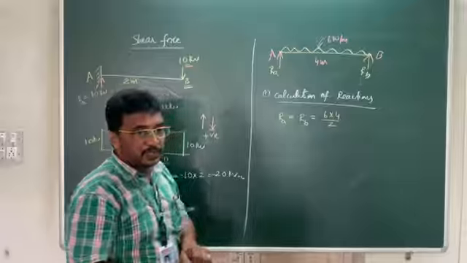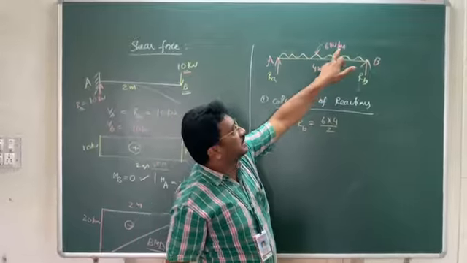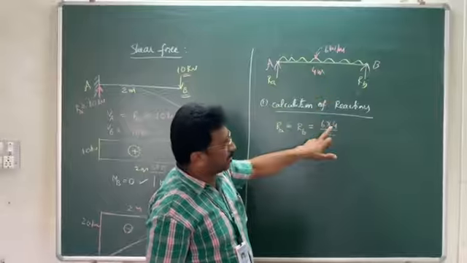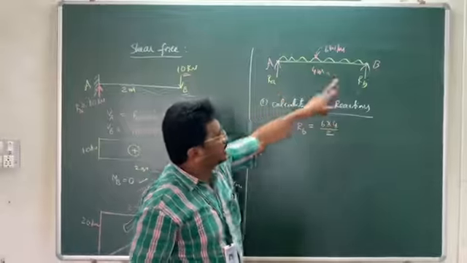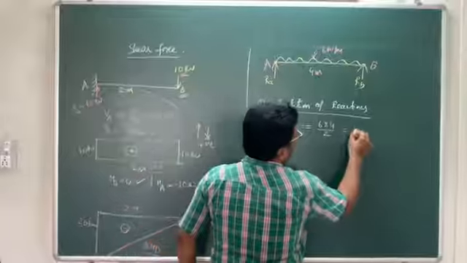What is the total load here? 6 into 4 is the total load. Per meter it is 6 kilonewtons, so per 4 meters it is 24 kilonewtons. And the reaction at A and reaction at B are both equal to half of the total load. That's why each is equal to 12 kilonewtons.